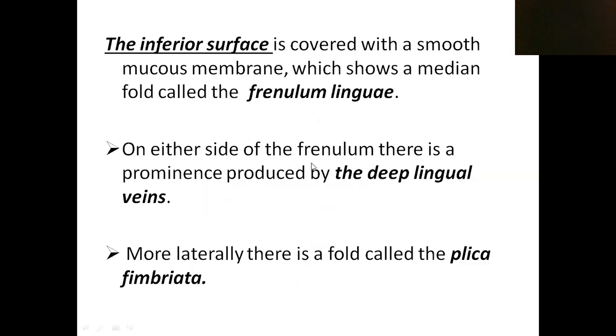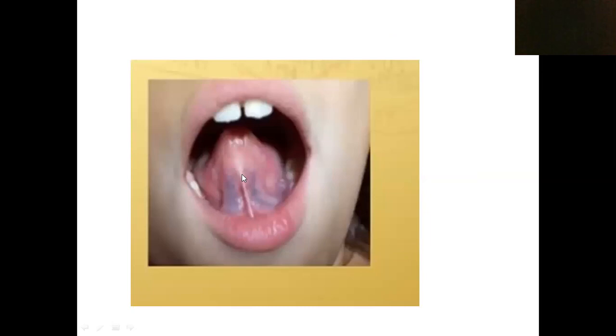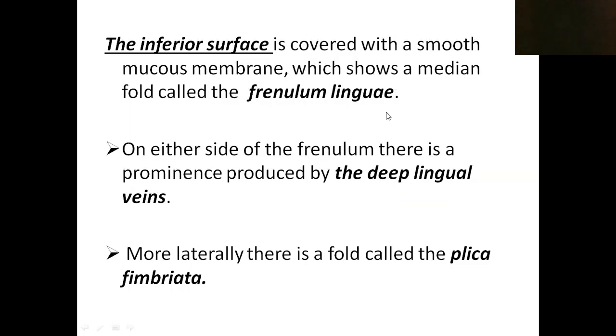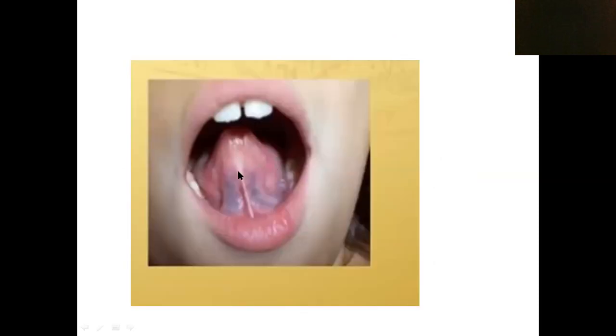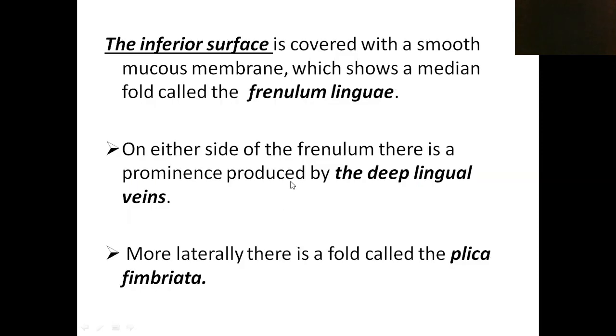On the inferior surface, in the midline, we can see a fold. This fold is known as the frenulum linguae. What is that? Frenulum linguae. It's a median fold which connects the tongue to the floor of the oral cavity. On either side of the frenulum linguae we can see a dark line, the deep lingual veins, the prominence produced by the deep lingual vein.